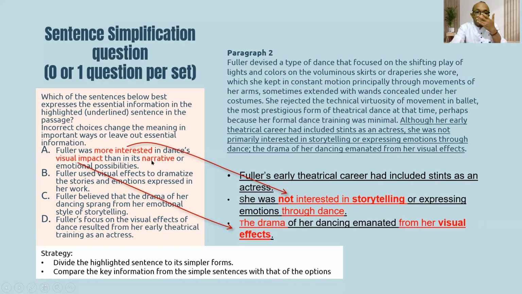Now, narrative is a restatement or a different word for storytelling, right? So that means the sentence in the option that best represents the key information from this sentence is A, because all of the key information is presented there with different words and simpler forms.